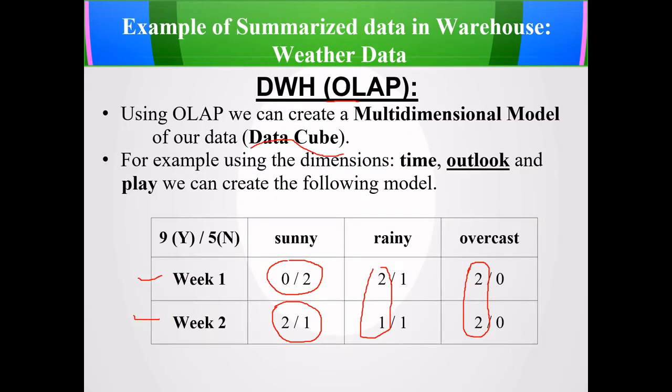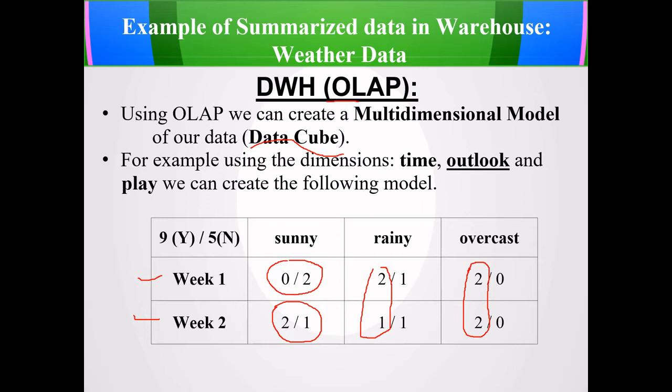Now this is an example of summarized data stored in the data warehouse, and this summarized data uses the data cube format. Using OLAP we can create a multidimensional model of our data, which is called a data cube. For example, for discussion we take the same weather data, which has 2 dimensions, time and outlook. Now instead of storing this data day wise, we have stored it by week 1 and week 2. So this is an example of summarized data.